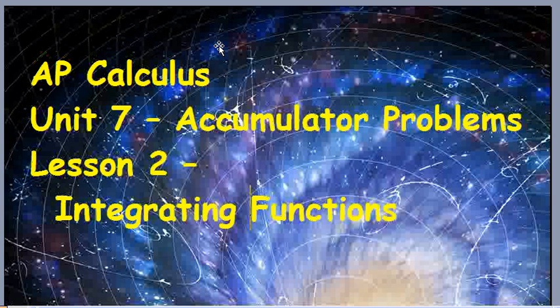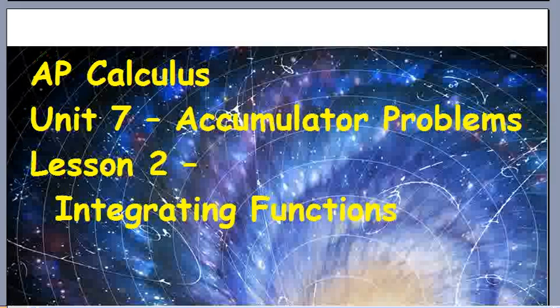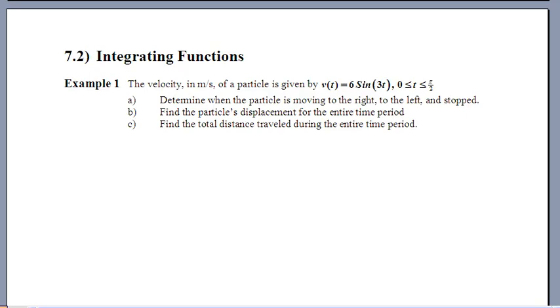This is the second lesson for Unit 7. In Unit 7 we're doing accumulator problems, and in this particular lesson we're just going to go through 5 examples of different things that you could be integrating to come up with some accumulation to come up with your desired answer. This first story is kind of an old story.